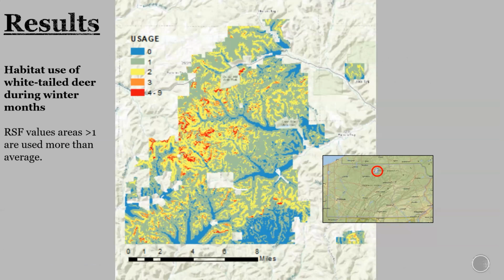So here's our overall result. These are all the cells in the study area with their RSF value. So this gives us the habitat use of white-tailed deer during winter months. And again, 0 being areas that are used less than average, 1 average, and anything over 1 are areas that they prefer to use more than average.